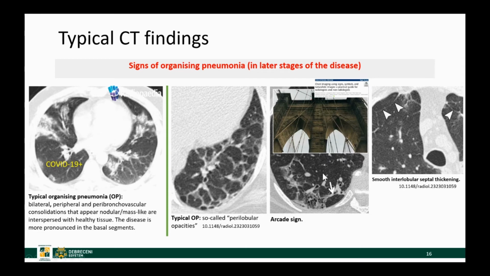And in later stages of organizing pneumonia, you might see the so-called arcade sign, in which these perilobular opacities resemble the arcades of this bridge, for example, and there are dilated bronchi, which are signaling that some form of fibrosis is going on in the background as well.